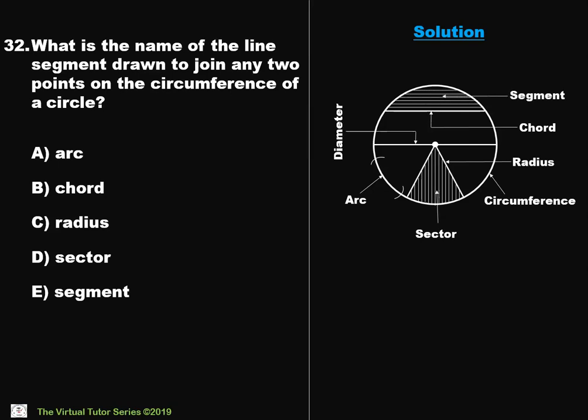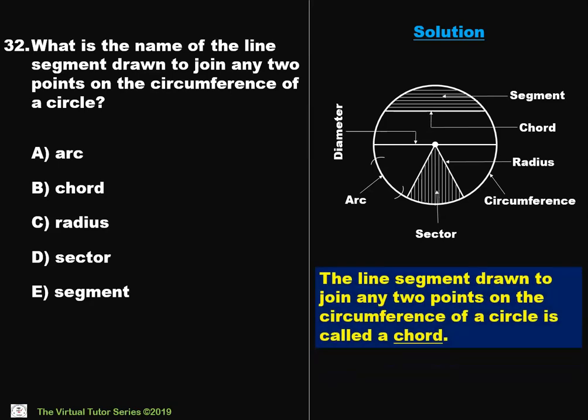From this, we know that the line segment drawn to join any 2 points on the circumference of a circle is called a chord. Therefore, the correct answer is option B.